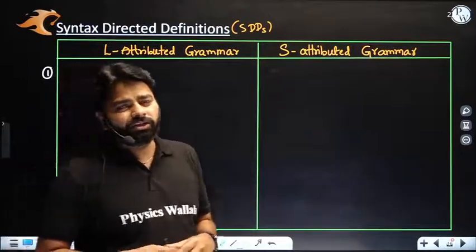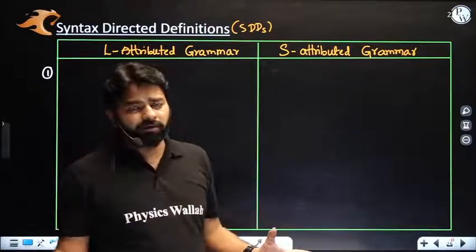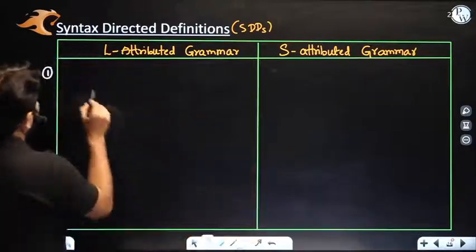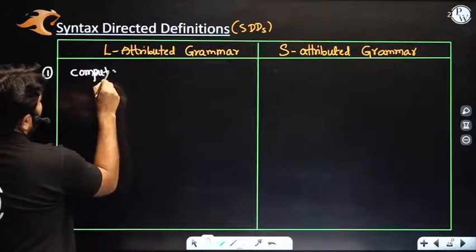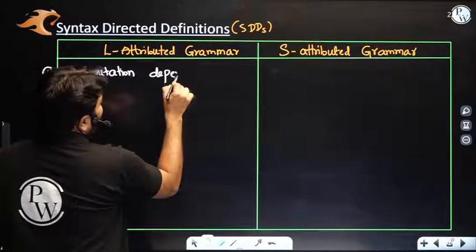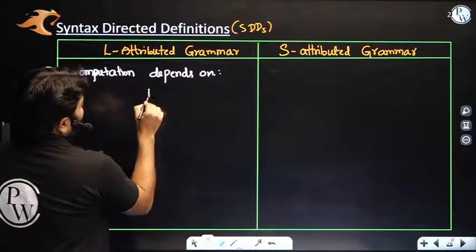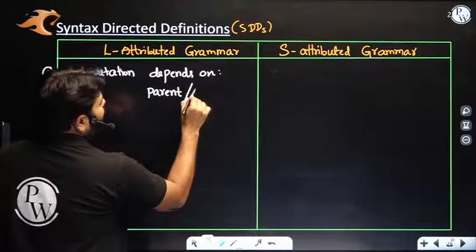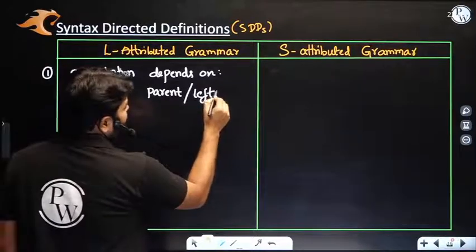But here there is a restriction. You can depend on the parent or only the left sibling, but you can't go for the right sibling. Parent and left sibling, that's it. You should not go for the right sibling. Computation at any node depends on the parent or left siblings. This OR can also act as AND, remember that.